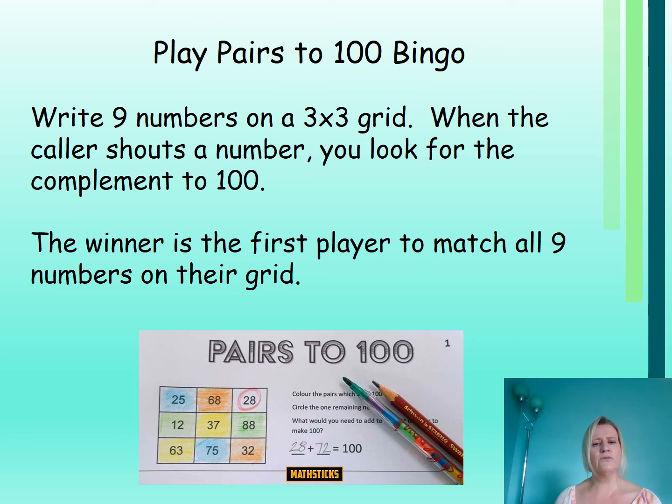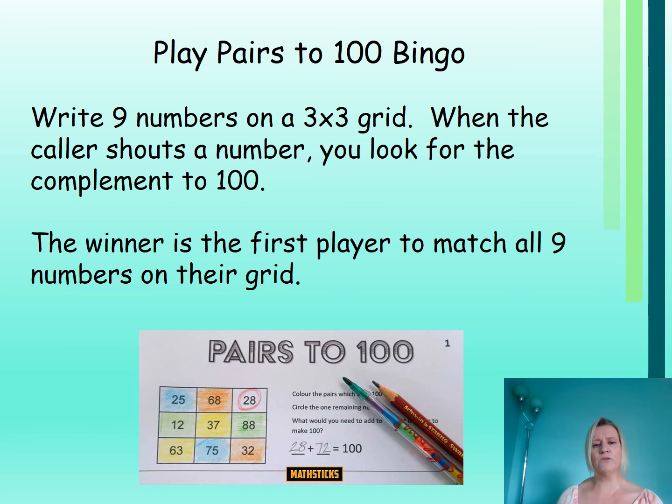The caller calls out a number, and in a regular game of bingo, if you have the number that matches, then you would colour or circle that number. However, we're not playing regular bingo. We're playing complements to 100 or pairs to 100.